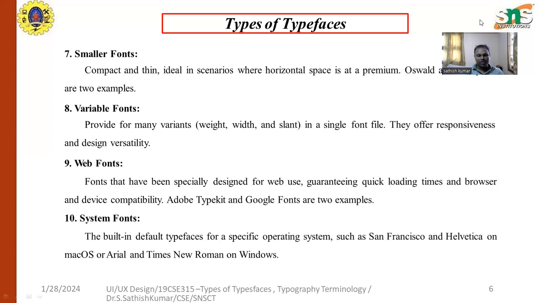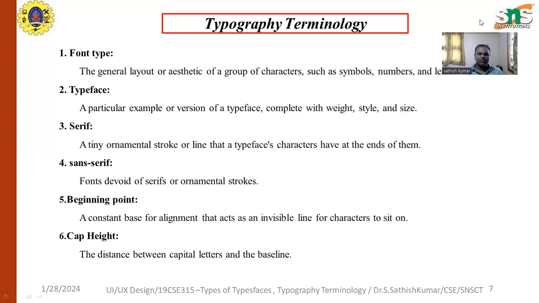Next one is system font. System fonts are, for example, San Francisco on macOS or Arial and Times New Roman on Windows. So they are built-in default typefaces for the specific operating systems. So here are the types and terminology of typography.